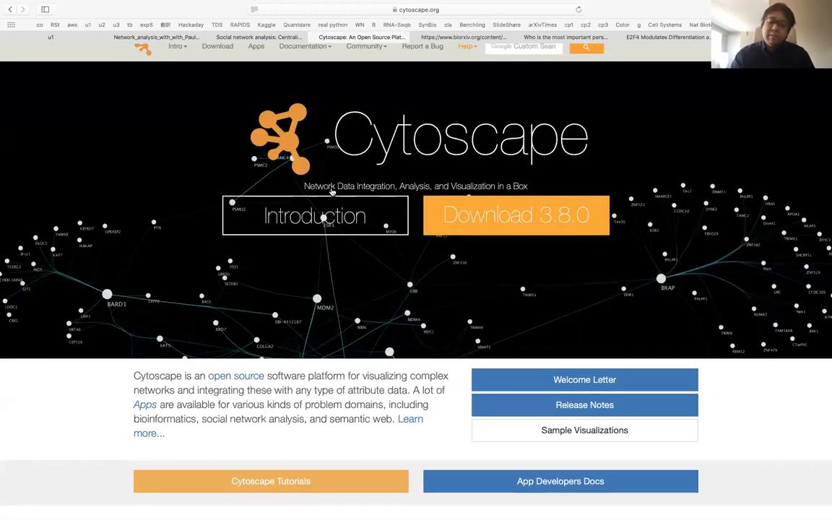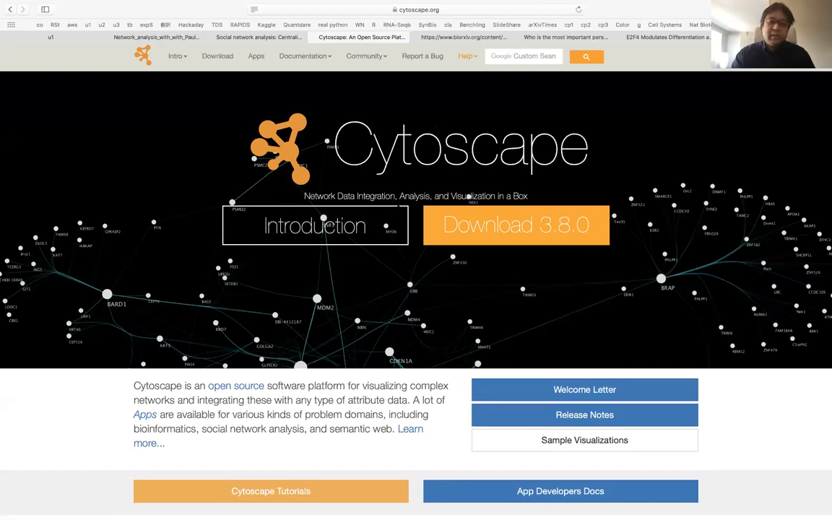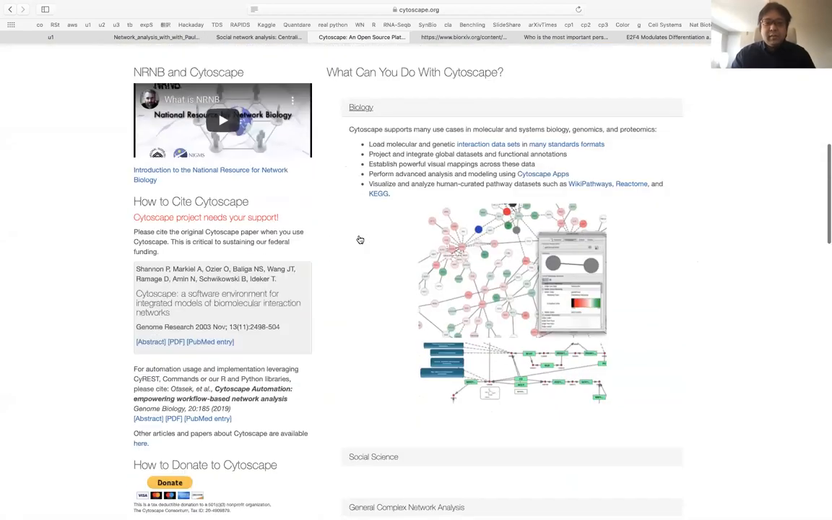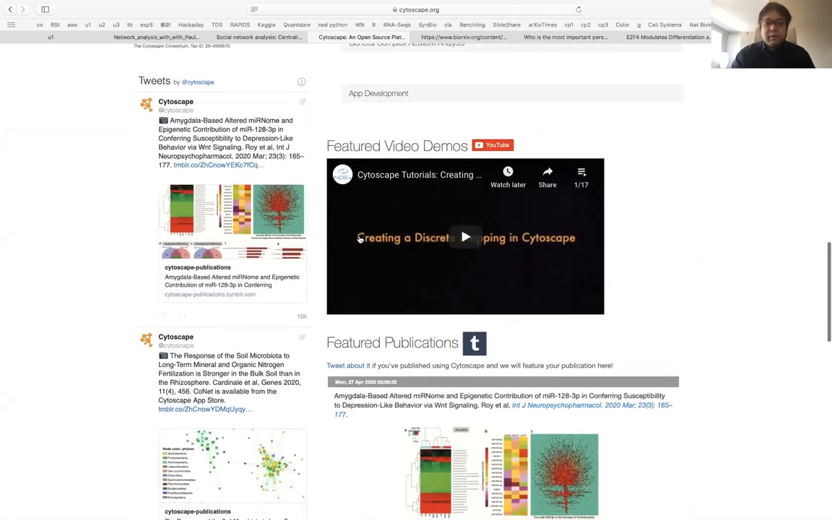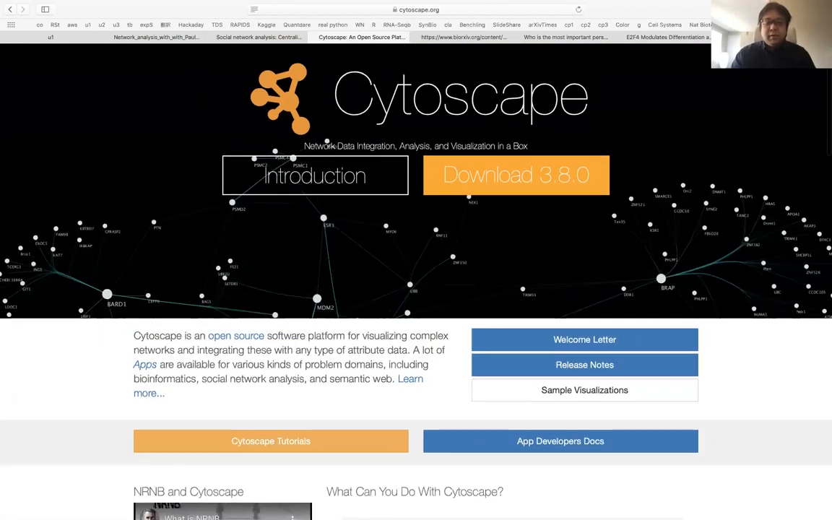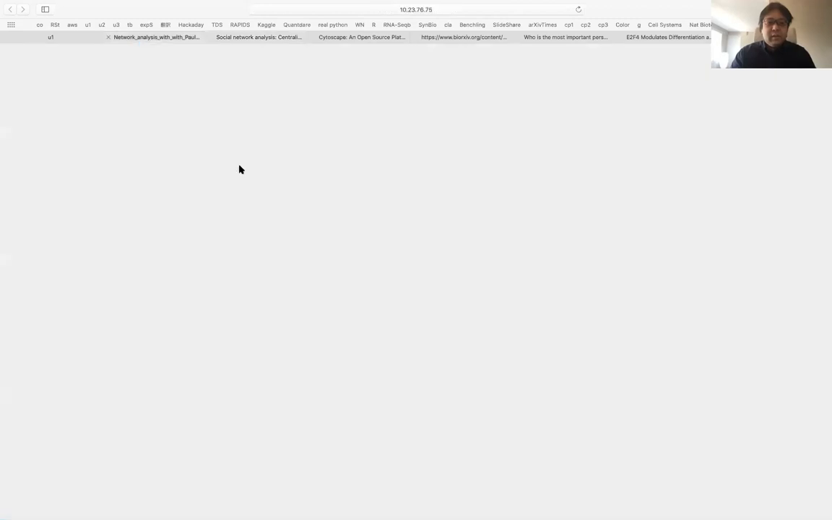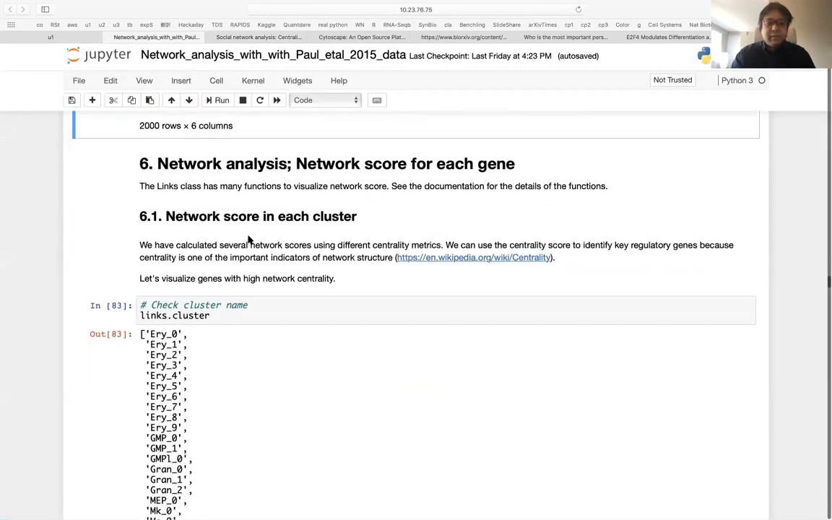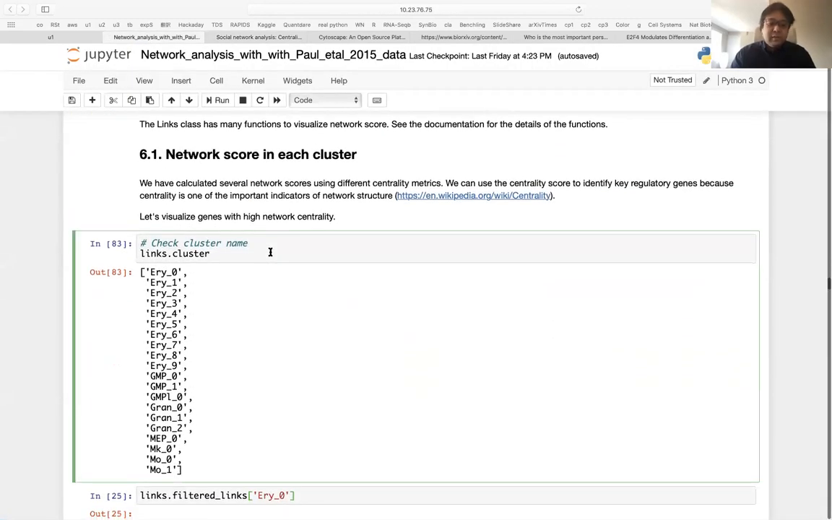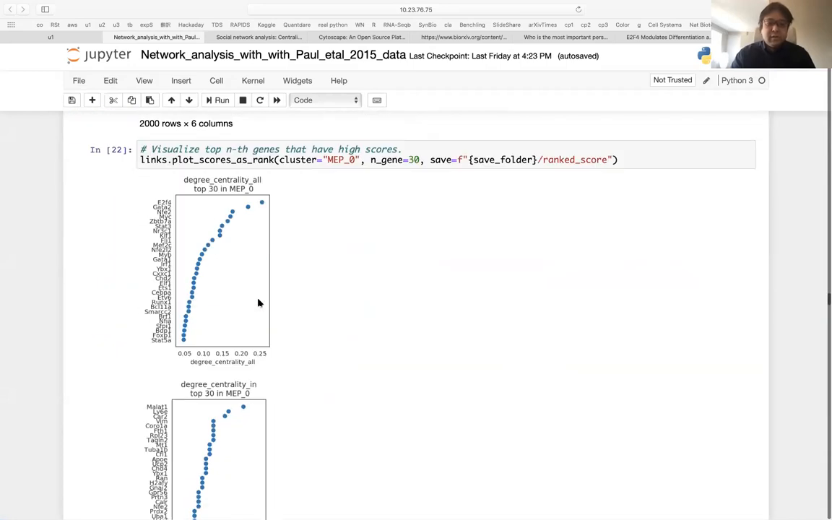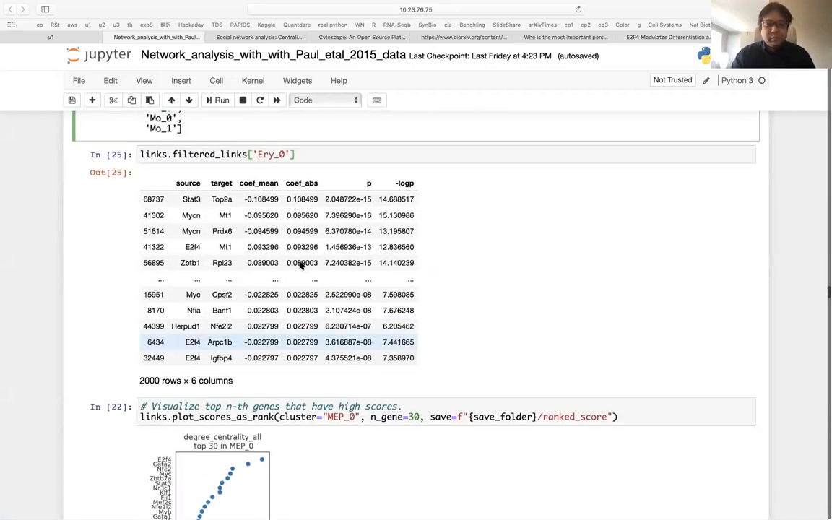my recommendation is Cytoscape. This is a network program for network analysis, and you can import our network into Cytoscape and analyze it using many graphical and cool features. But here, CellOracle has several cool functions to analyze the network, so I will explain how to use those.